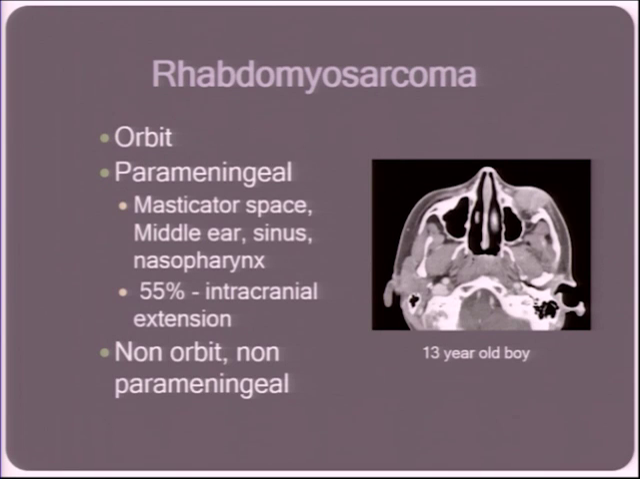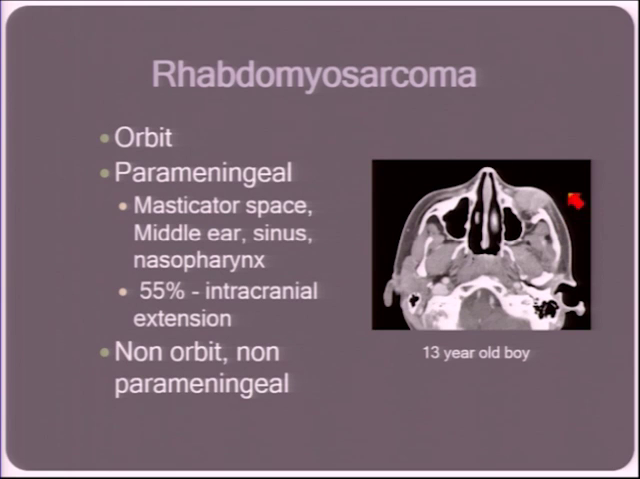In the head and neck, we divide rhabdomyosarcoma into 3 types based on location: orbit, parameningeal, and non-orbit, non-parameningeal. The parameningeal are those locations close to the brain, and they include the masticator space, the ear, sinus, nasopharynx, but also the pterygopalatine fossa and the parapharyngeal space. The most common subsites overall are orbit and masticator space.